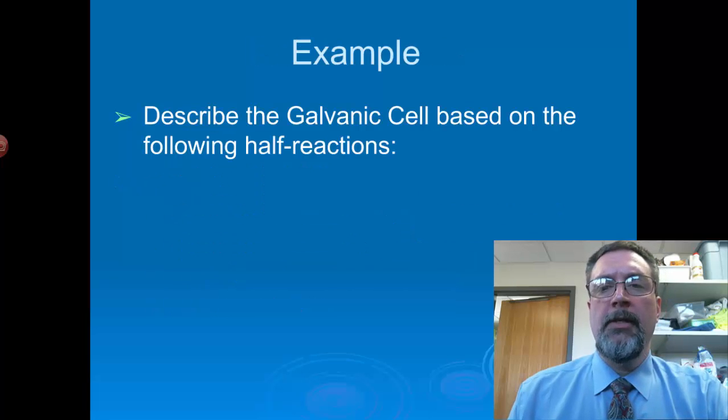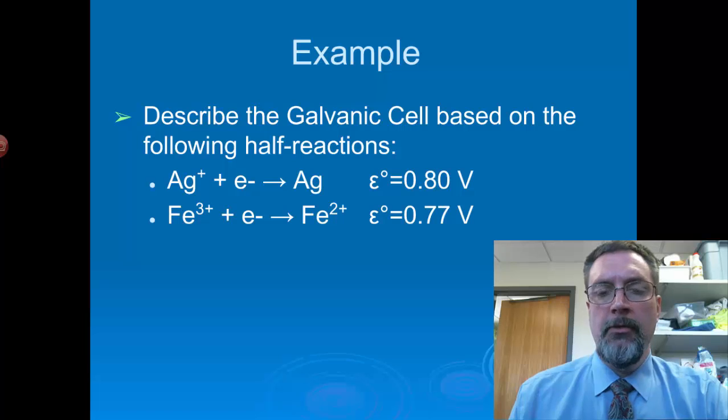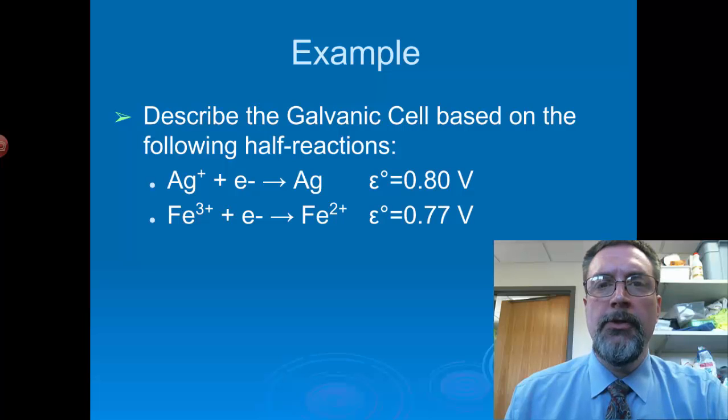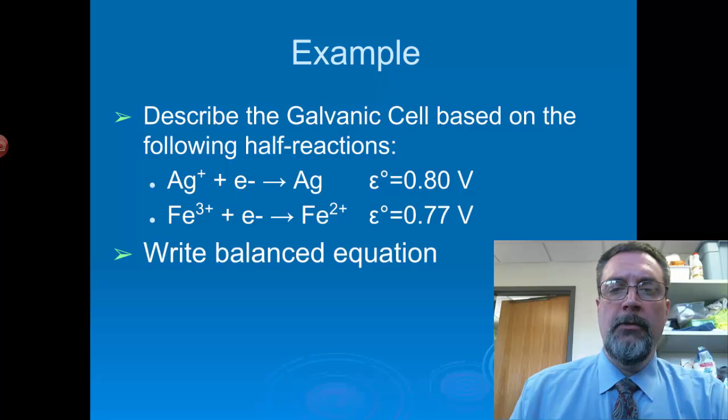Okay, so here's an example. Describe the galvanic cell based on the following half reactions. We have silver ions becoming silver metal. There's your reduction potential for that, and we have iron 3 going to iron 2. There's your reduction potential. So let's describe this reaction. The first thing I need to do is figure out which of these I have to reverse, right? One of them has to be an oxidation. I'm going to reverse the one that will give me a positive E cell, right?